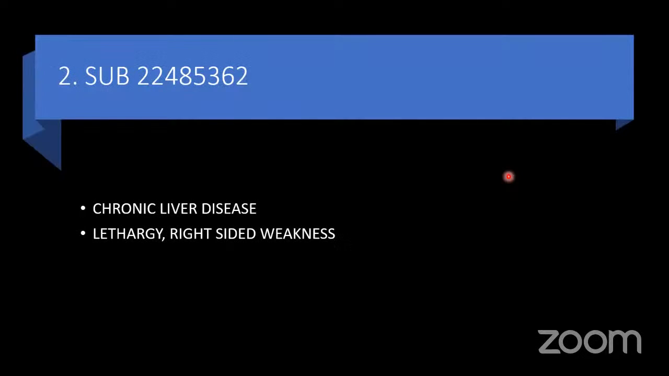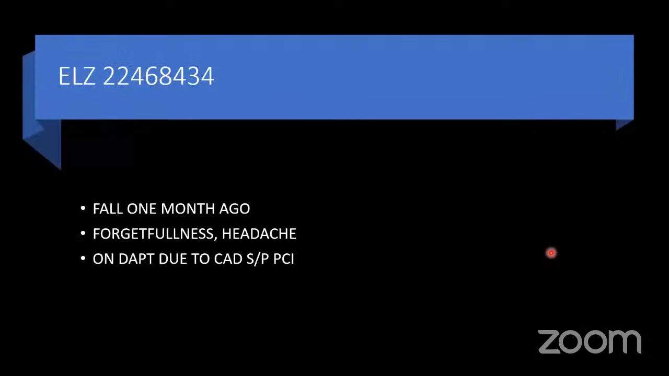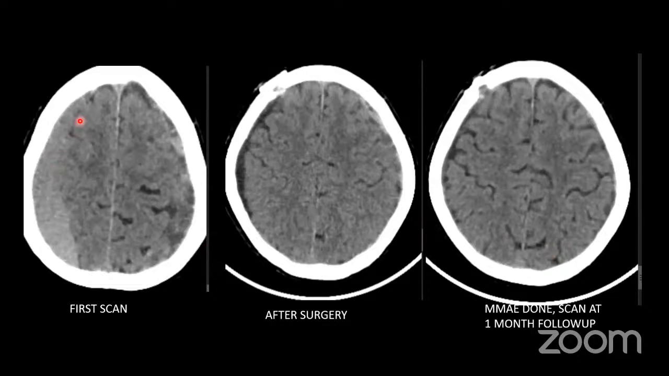Another patient, liver disease patient, patient was having a large subdural hematoma with the mass effect after surgery. Then 1 month after surgery, there was once again collection, and we did MMA, and thereafter the resorption occurred, and patient became symptomatically better. Another patient, this was the hematoma, and this was the image after surgery, and MMA was done along with the surgery.